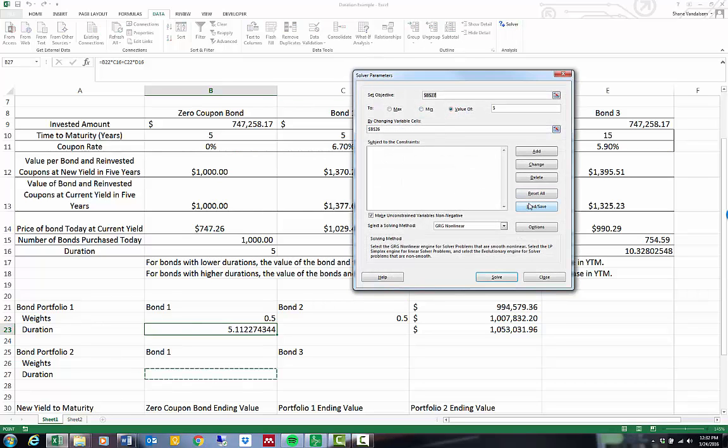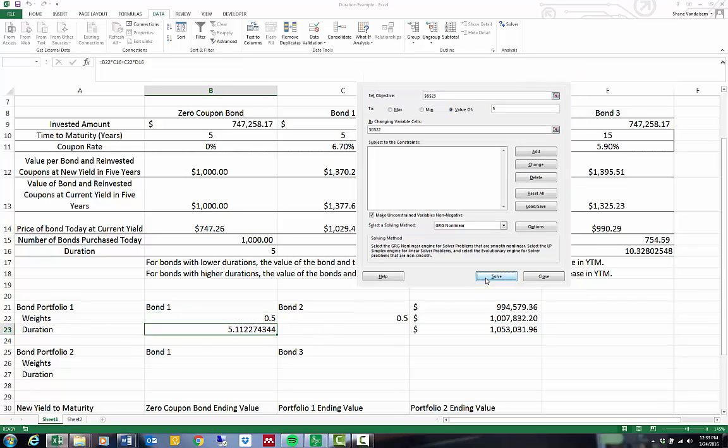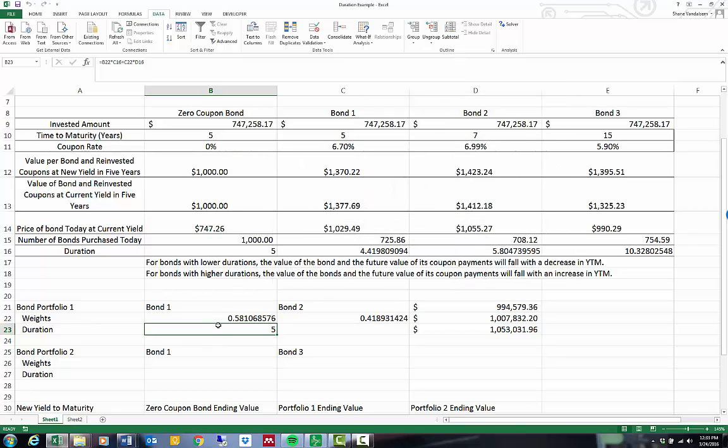So for Solver, I'm going to reset everything. So I want to set my objective, cell B23, to a value of 5 by changing the weight in bond 1, because that will change also the weight in bond 2. I want to make sure my unconstrained variables are non-negative, so I don't want a negative weight for bond 1. I'm going to solve. My solution says I should put 58.11% of my bond portfolio in bond 1 and 41.89% in bond 2. And that gives me a duration of 5.